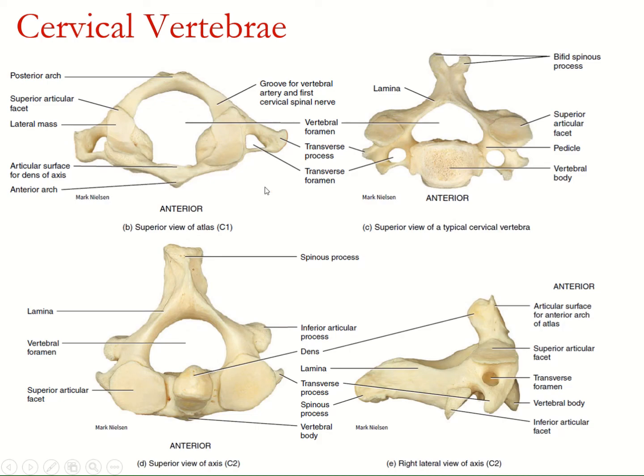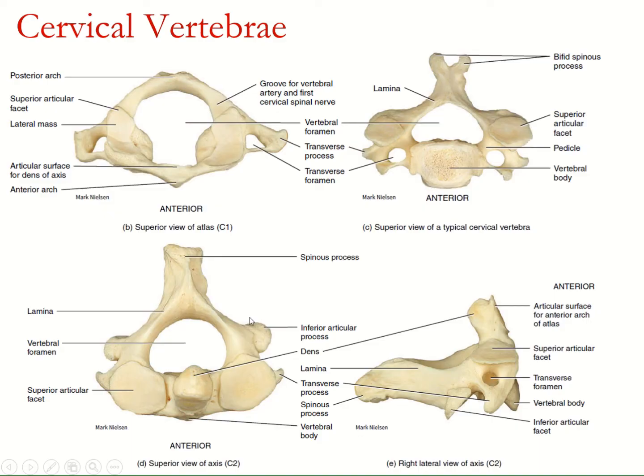Here is your C1 or your atlas. So it has no body. It is only formed by an anterior and a posterior arch. It has no spinous process.